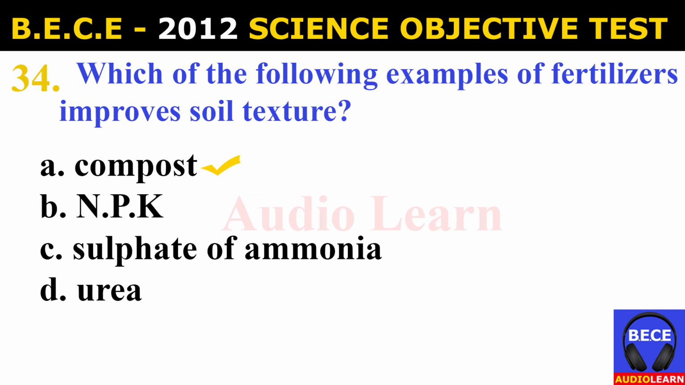Number 34. Which of the following examples of fertilizers improves soil texture? A. Compost. B. NPK. C. Sulfate of ammonia. D. Urea. And the answer is A. Compost. Which of the following examples of fertilizers improve soil texture? And the answer is compost.